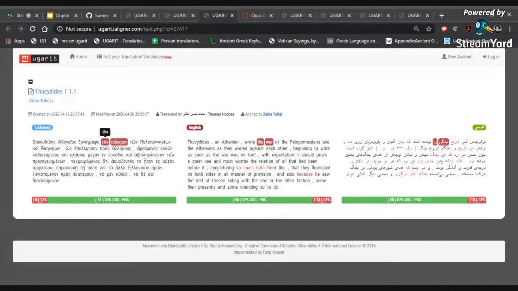So another example is the other article, so Ton Polemon, which is of the Peloponnesians. And I see here "of the" in English has been added to the alignment. So Peloponnesion is "of the Peloponnesian." See, here has been a mistake.